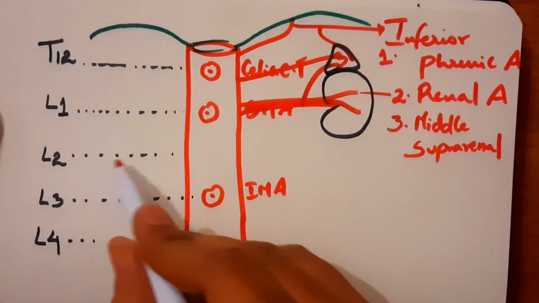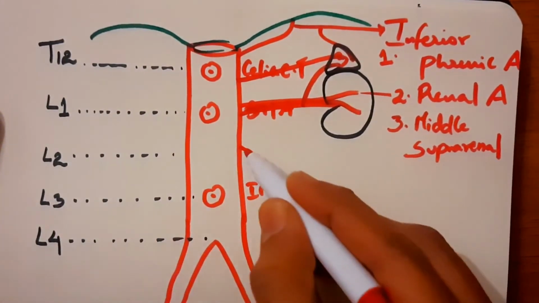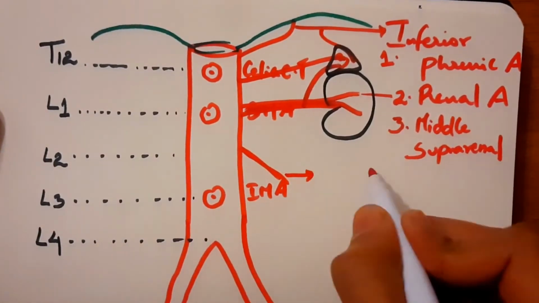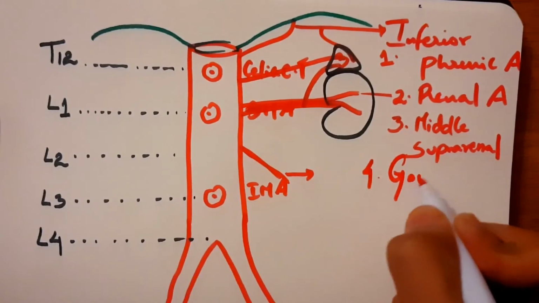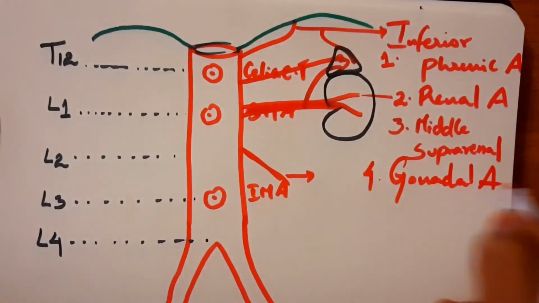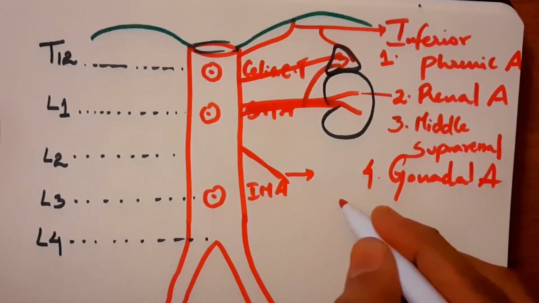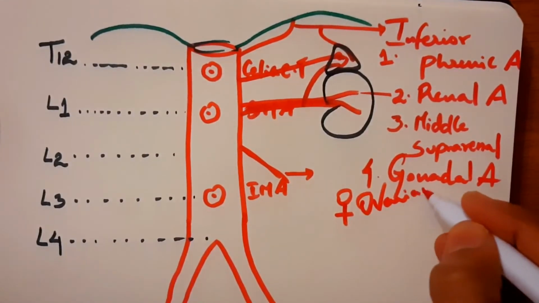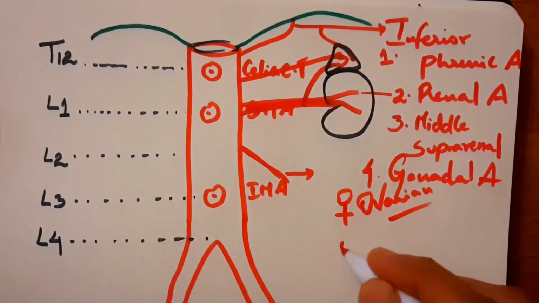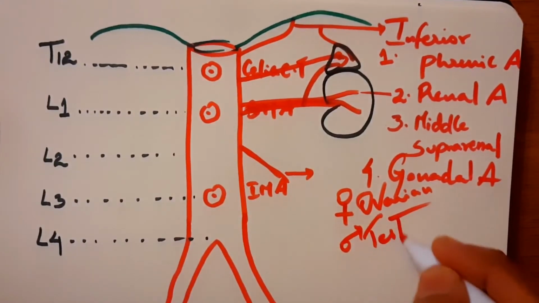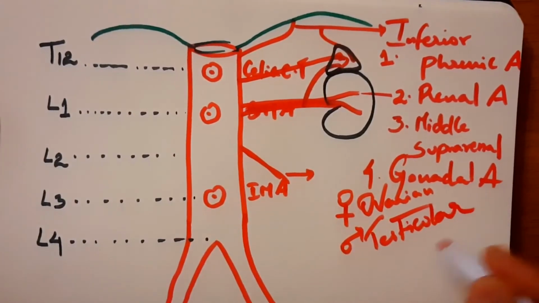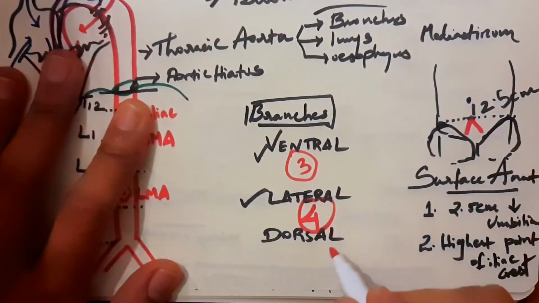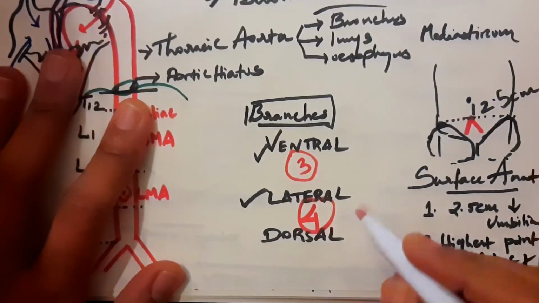And at the level of L2 we have gonadal arteries. Number 4, that is 4th lateral branch, is gonadal arteries. In females this will be ovarian artery, and in males this is testicular artery. So generally we call it gonadal arteries. These are the 4 lateral branches.